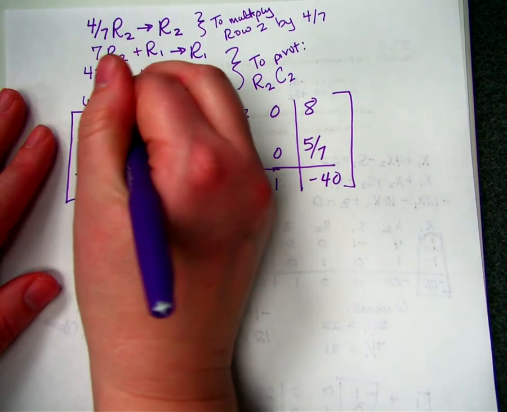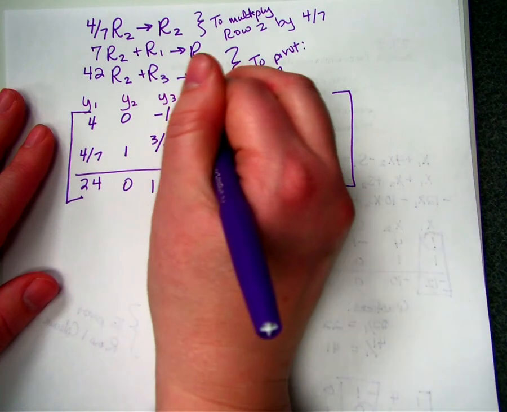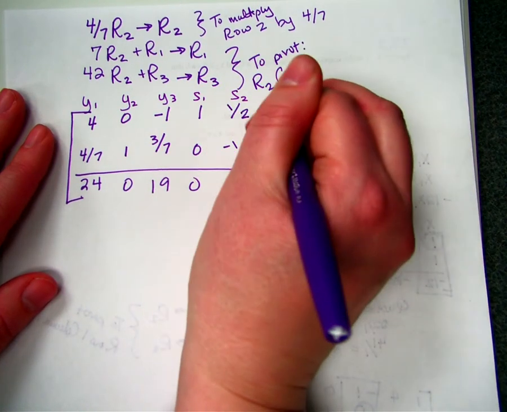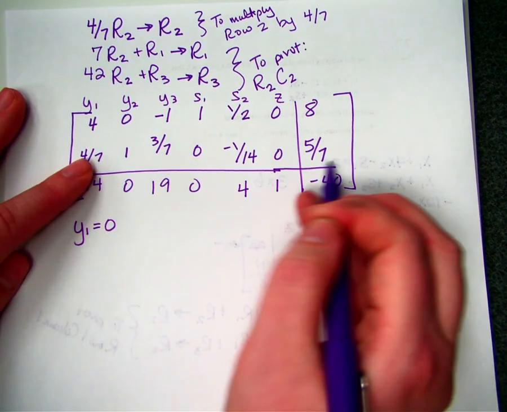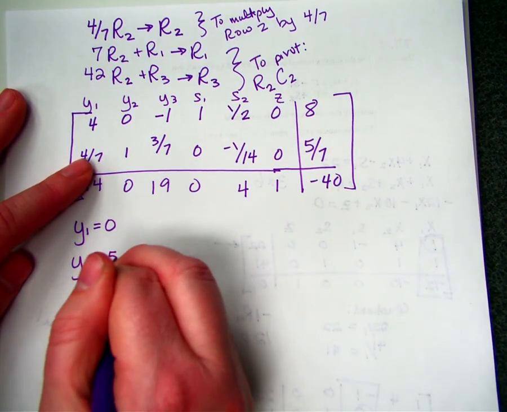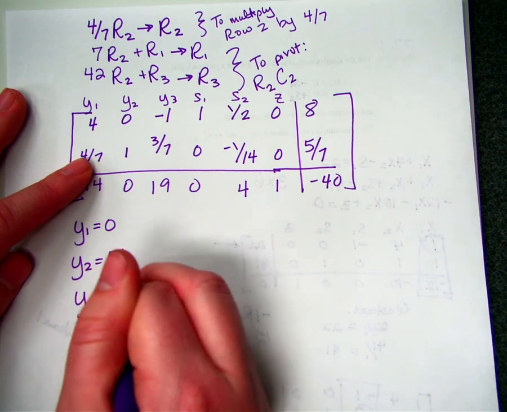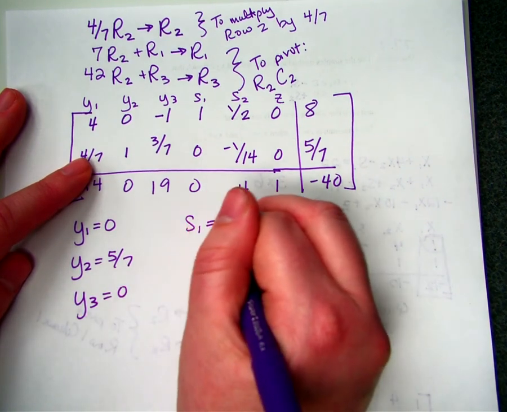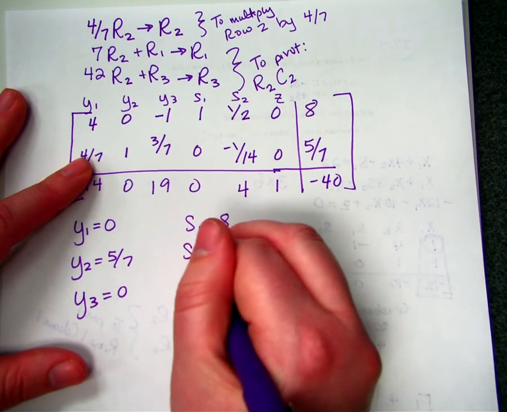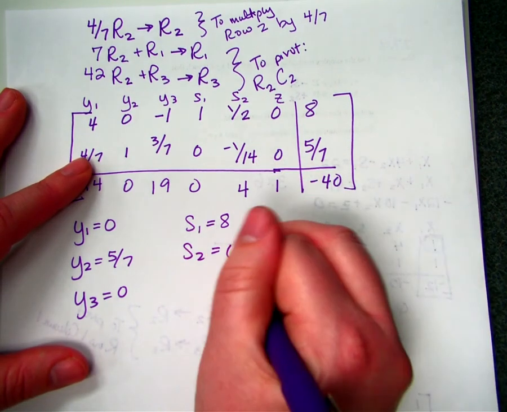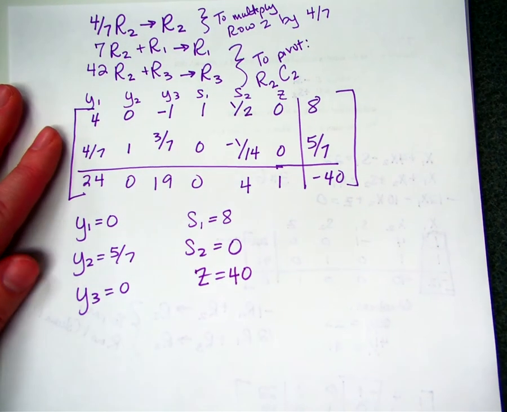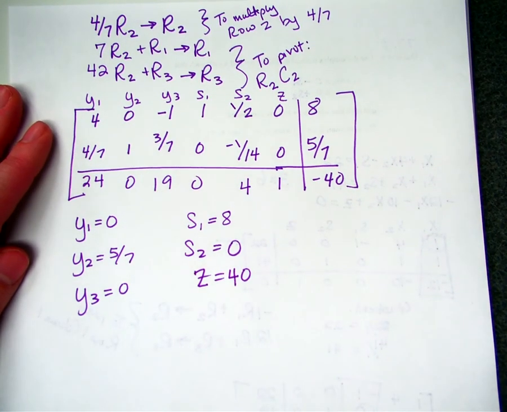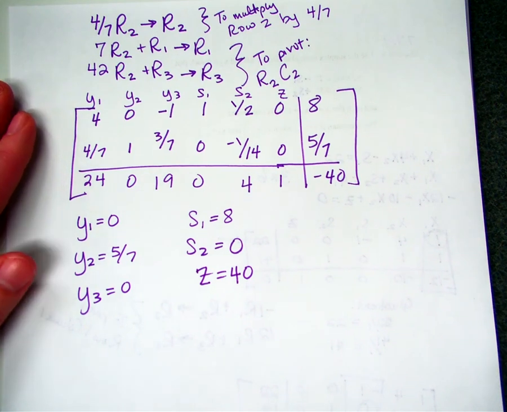So I'm going to label my variables up here so we can see what they were. So that means y1 has a value of 0, y2 has a value of 5/7, y3 has a value of 0, s1 has a value of 8, s2 has a value of 0, and z has a value of 40. So I have a minimum of 40 when y1 equals 0, y2 equals 5/7, y3 equals 0, s1 equals 8, and s2 equals 0.